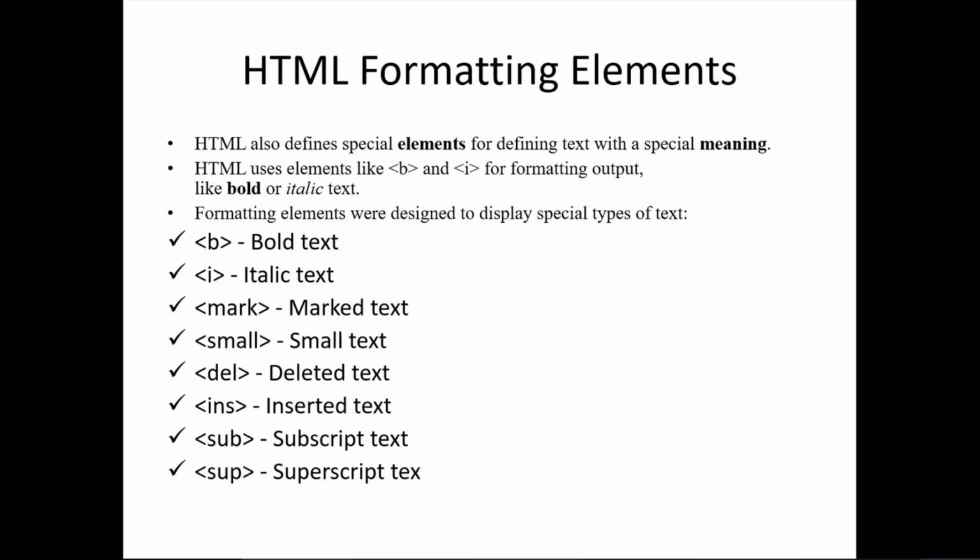Then next is HTML formatting elements. These are the elements that are used by you to format your web pages. HTML also defines special elements for defining text with a special meaning. It uses elements like B and I for formatting output. B is the bold, I is the italics.